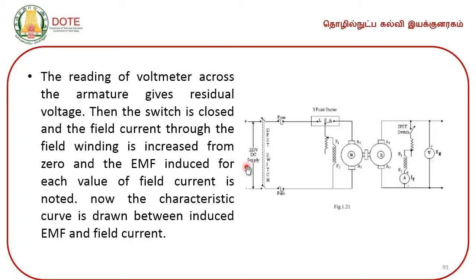Then the reading of the voltmeter across the armature gives the residual voltage. Then the switch is closed and the field current through the field winding is increased from 0, and the EMF induced for each value of field current is noted. Now, the characteristic curve is drawn between the induced EMF and the field current.